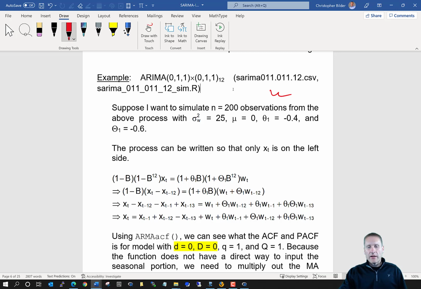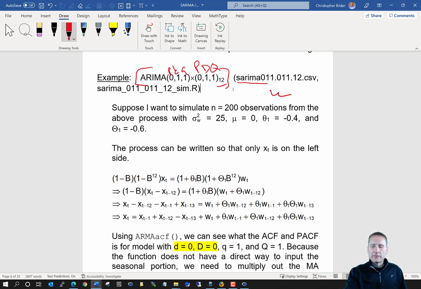Okay, so let's move on and take a look at an example. I've simulated some data from an ARIMA (0,1,1)x(0,1,1), where these are P, D, Q. With respect to the non-seasonal aspect, we have one difference and also a moving average component. With respect to the seasonal aspect, I have one difference and also a moving average aspect. The season is going to be 12.